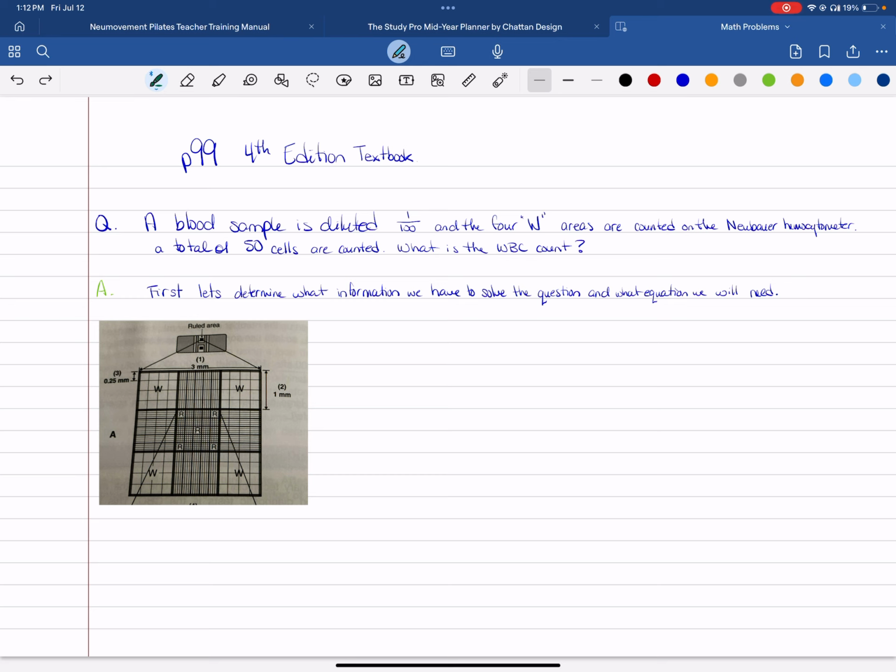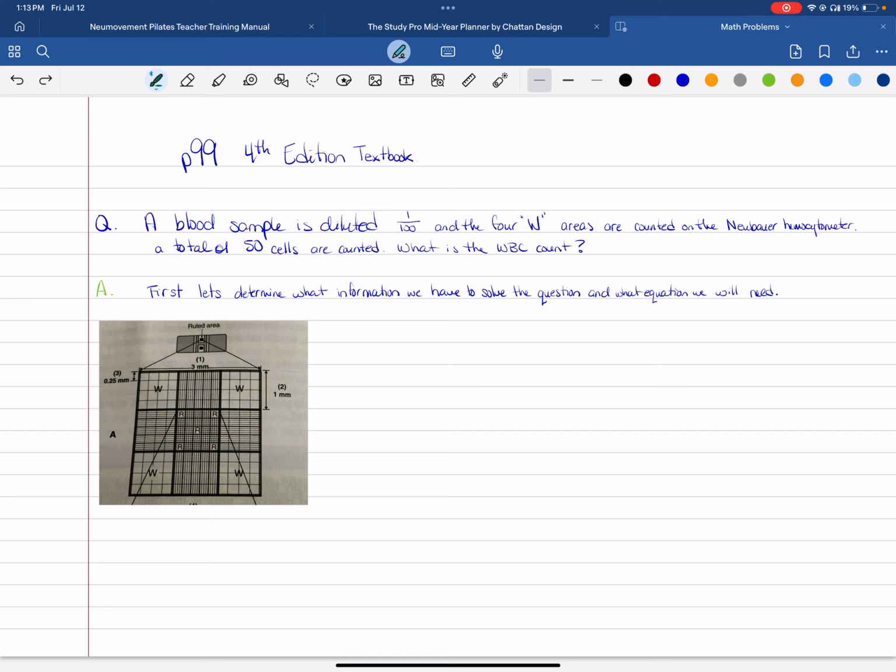So we need some information to determine how we're going to go about solving this. First, let's determine what information we have and where we need to go further with it. By stating that the 50 cells are counted, we've determined that we're counting those cells from a diluted sample. So we've been given the final concentration of 50 cells. What we're determining as the white blood cell count is essentially the original concentration, because those 50 cells in this sample have been diluted 1 in 100 times.